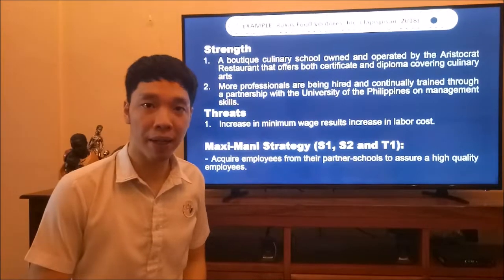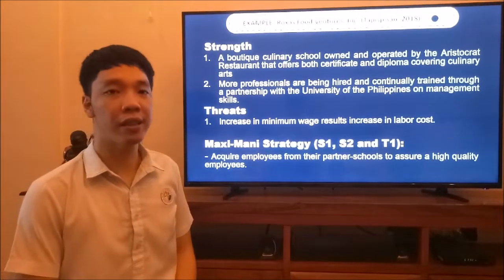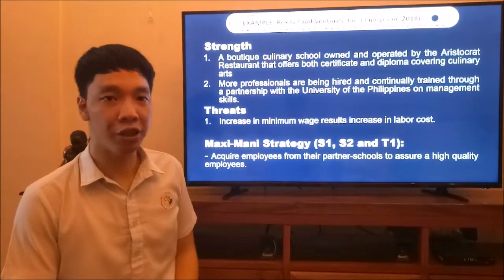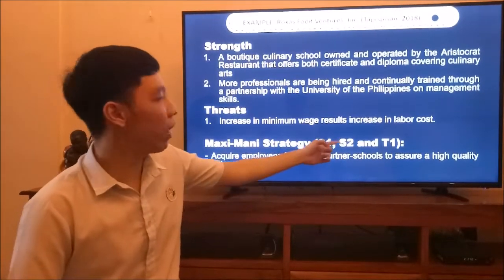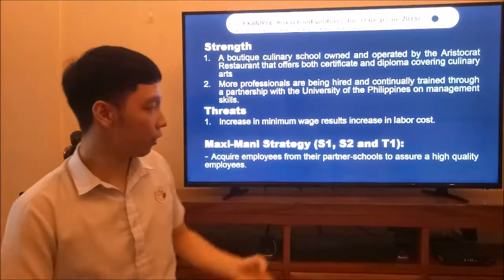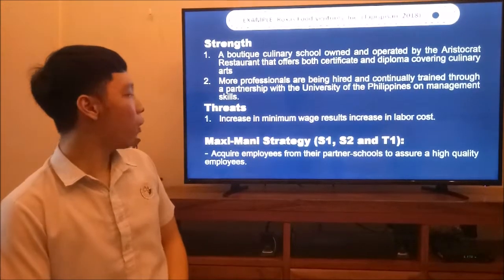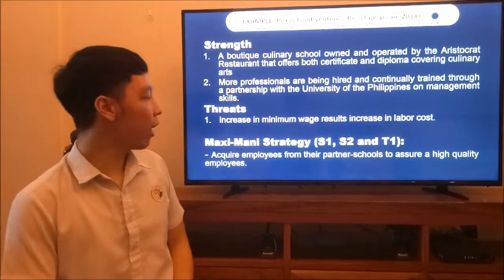They have identified the threat as: increase in minimum wage results in increase in labor cost. So as a Maxi-Mini strategy, those are paired as written here: S1, S2, and Threat 1. The strategy is to acquire employees from their partner schools to assure a high quality of employees.